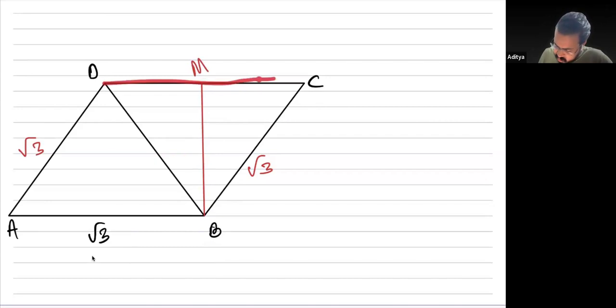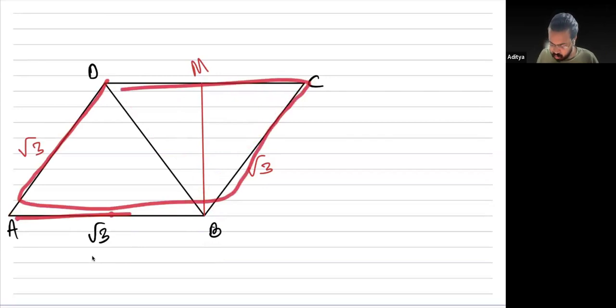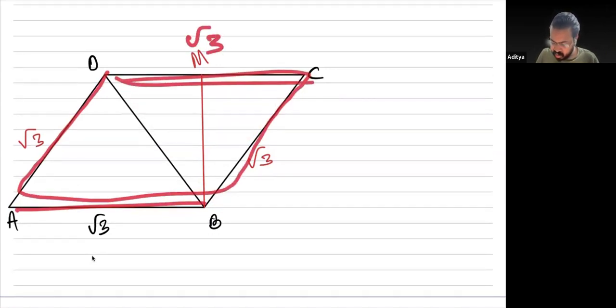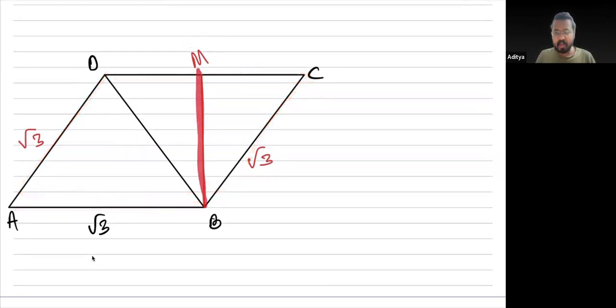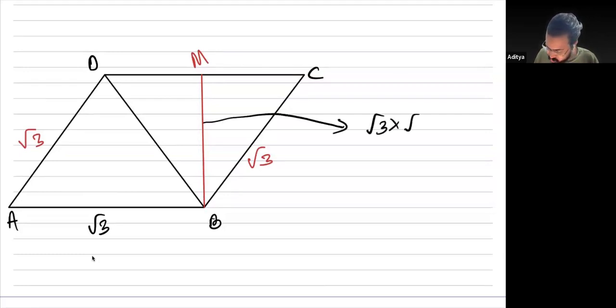It is easy to see that this is also an equilateral triangle because once you have established that this is a parallelogram, all opposite sides will be equal. This is also root 3. Diagonal is root 3. And this is the height of your equilateral triangle because altitude, median, angle bisector, everything are the same. Even perpendicular bisector is the same. So this becomes root 3 times root 3 upon 2, which is equal to 3 upon 2.